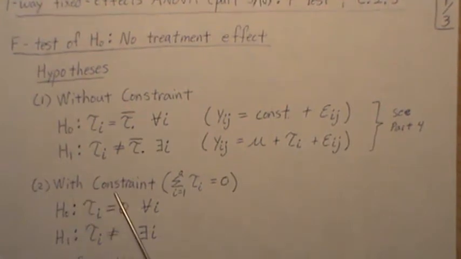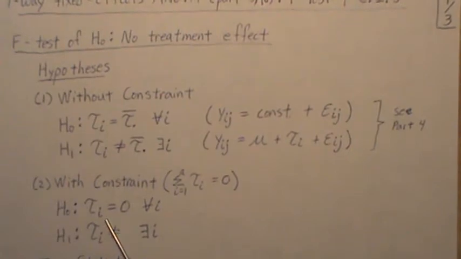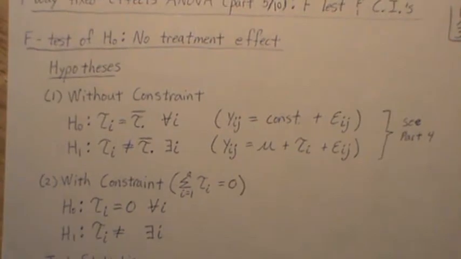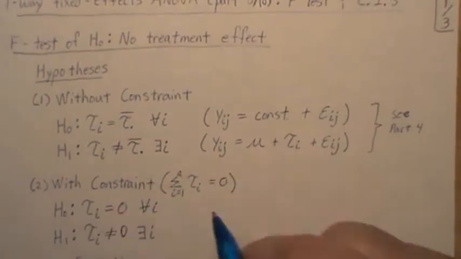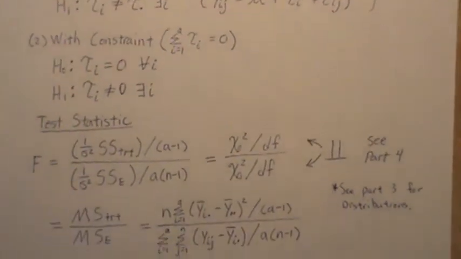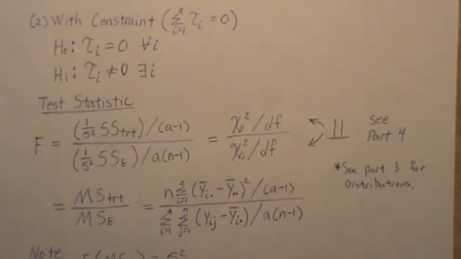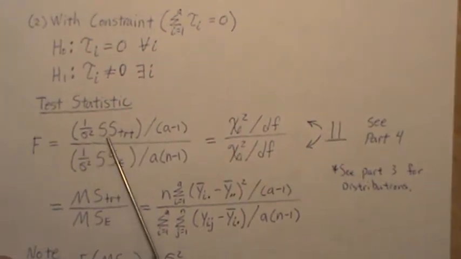Now with the constraint, and the constraint was that the sum of the taus is equal to 0, then the null hypothesis of no treatment effect is that all the tau i's are 0. And the alternative is that at least one is not 0, for some i. So the test statistic is this. We create a test statistic with an F distribution.